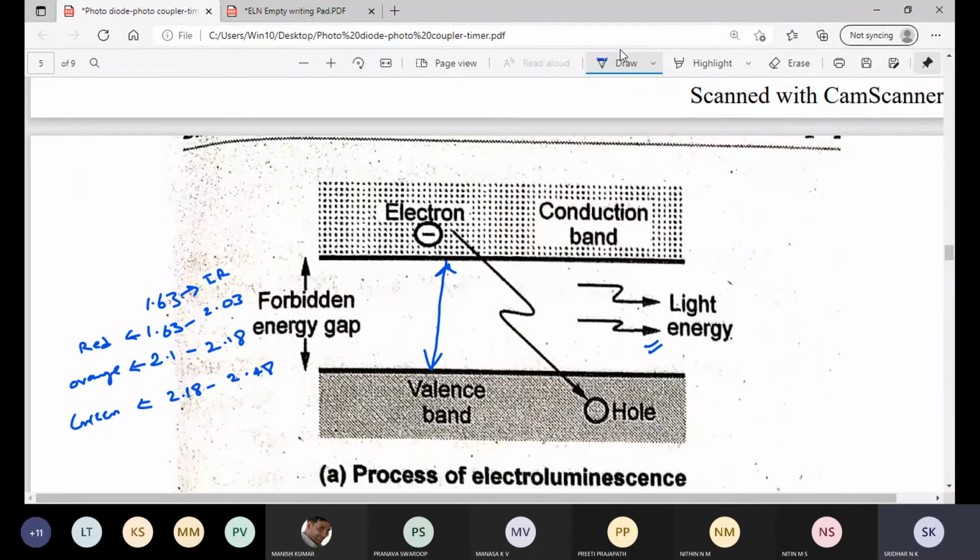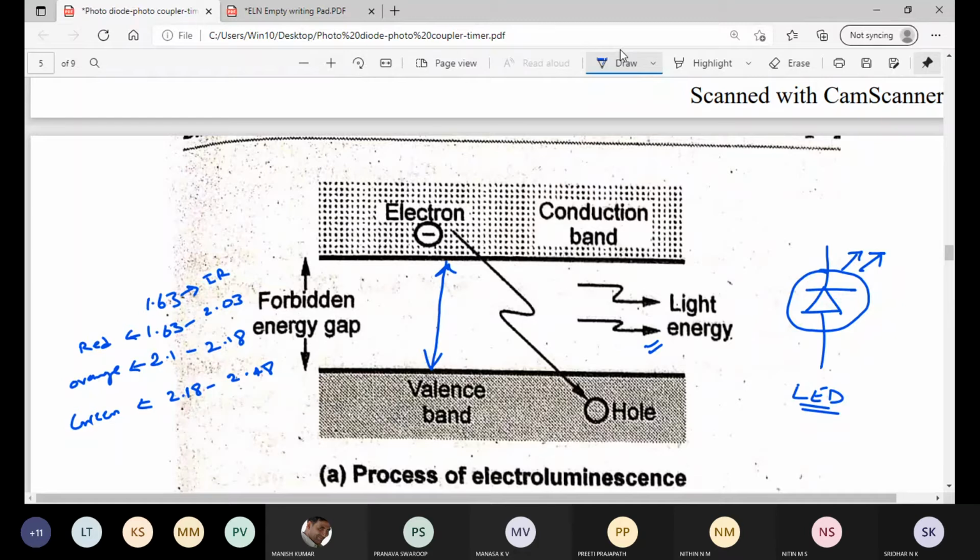And now the symbol looks something like this. So you have a diode. This is the diode. Put a circle as usual. In case of photodiode, the light was falling, correct? But in case of LED, it should be emitting. So it will be emitting, going outside. So this is the symbol for LED. This is all about LED.